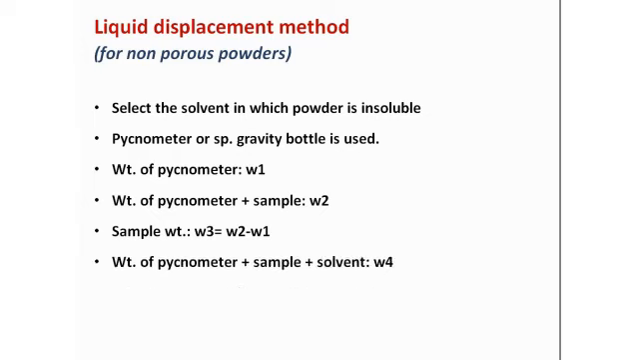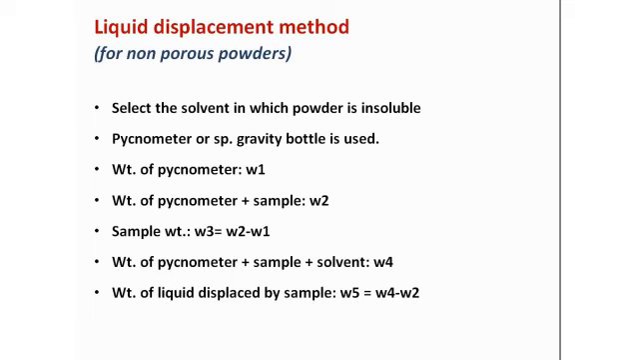Now you see the weight of the pycnometer plus sample plus solvent. Now you are going to put the solvent in the pycnometer, right? So this weight is designated as W4. So the weight of the liquid displaced by the sample, what is it? It is W5, simply equal to W4 minus W2. So the weight of the liquid displaced by the sample is equal to W4 minus W2.